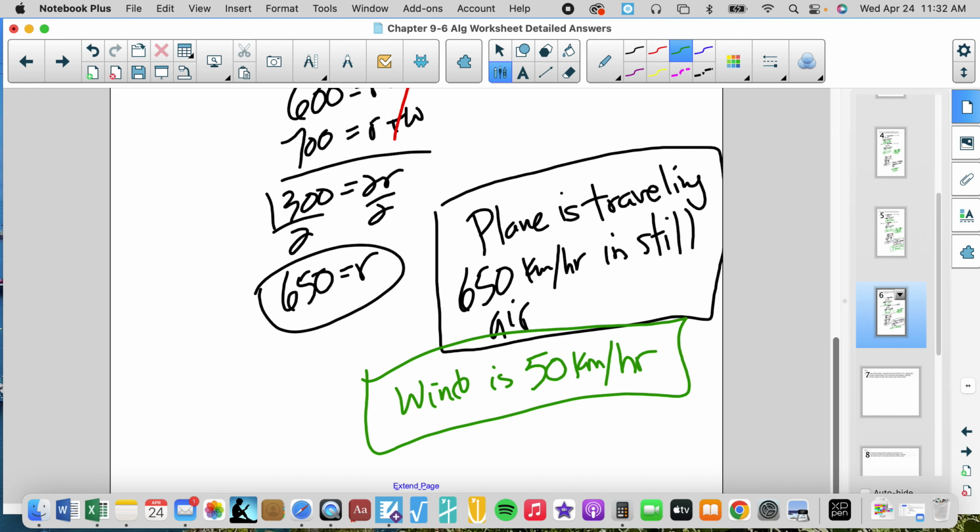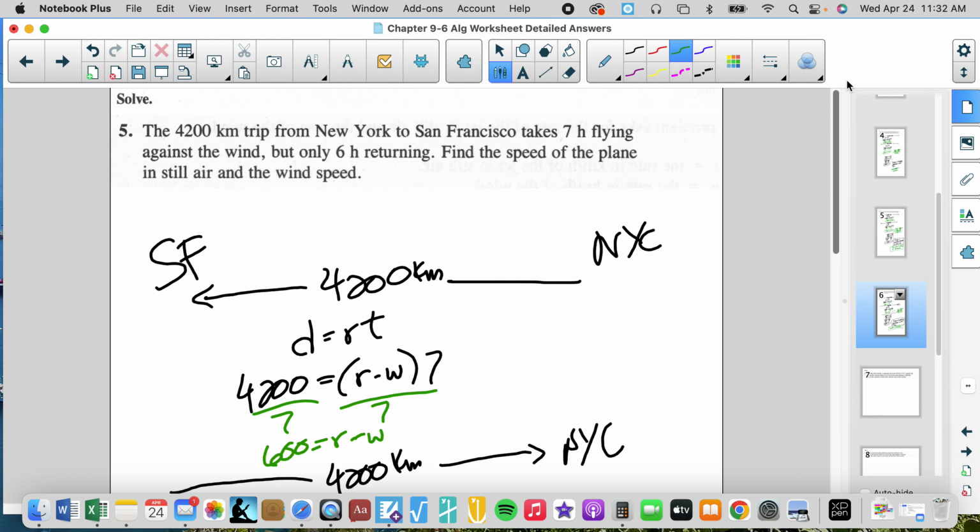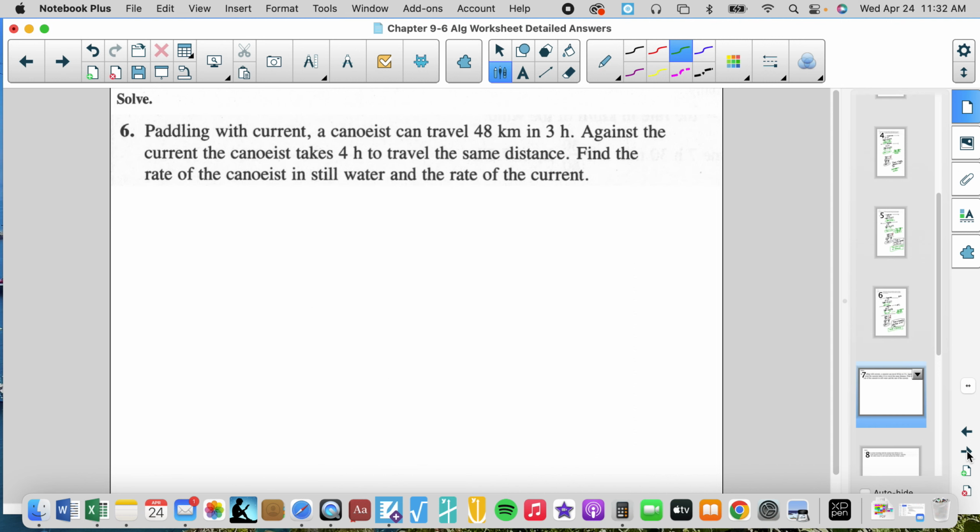Wind is 50 kilometers. Make sure we answer the question. Find the speed of the plane in still air and the wind speed. Yes, paddling with a current. Current is the same thing. You're going to have a speed that you are paddling, and then that current is either going to help you if you're going with the current or against you, which will slow your speed down if you're going against it.